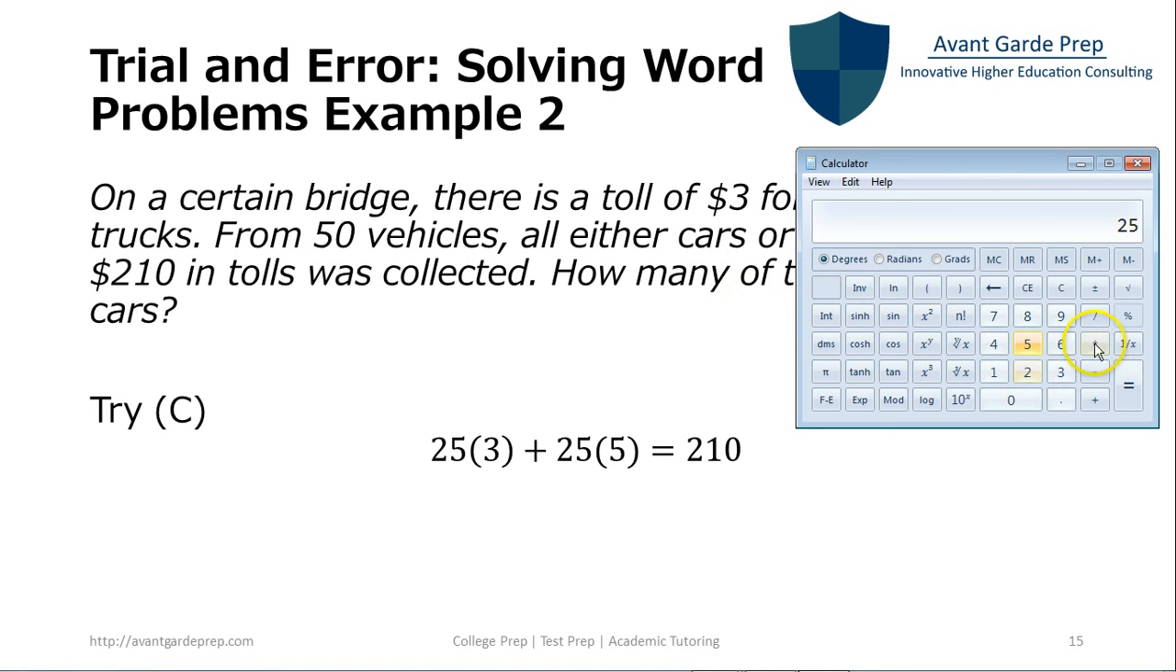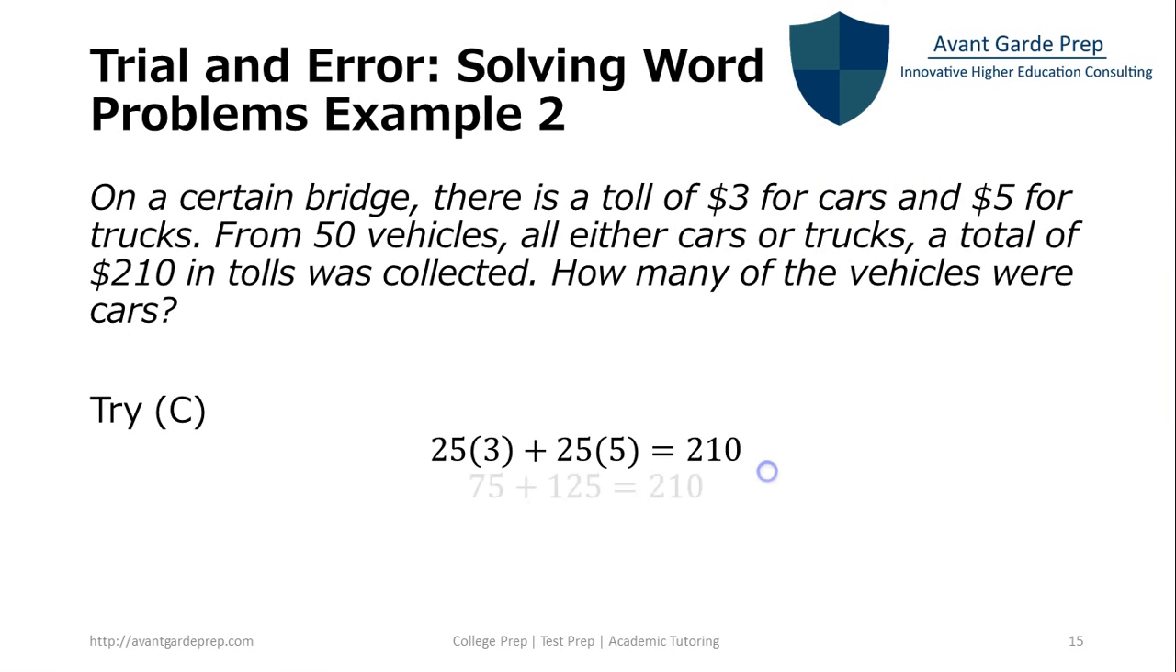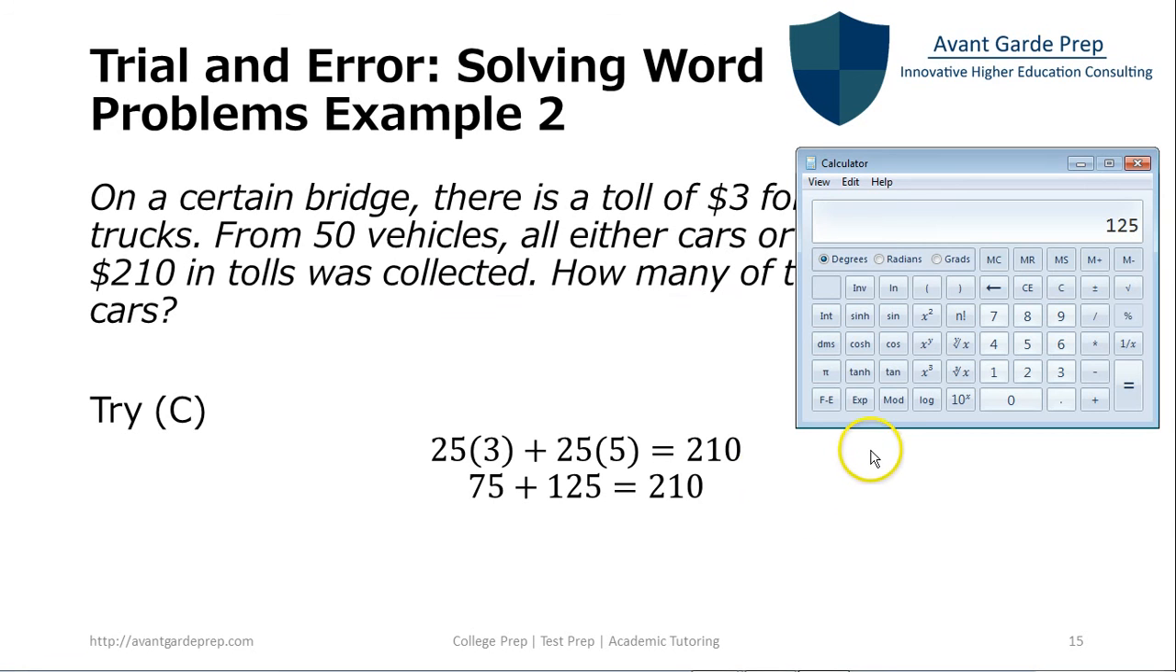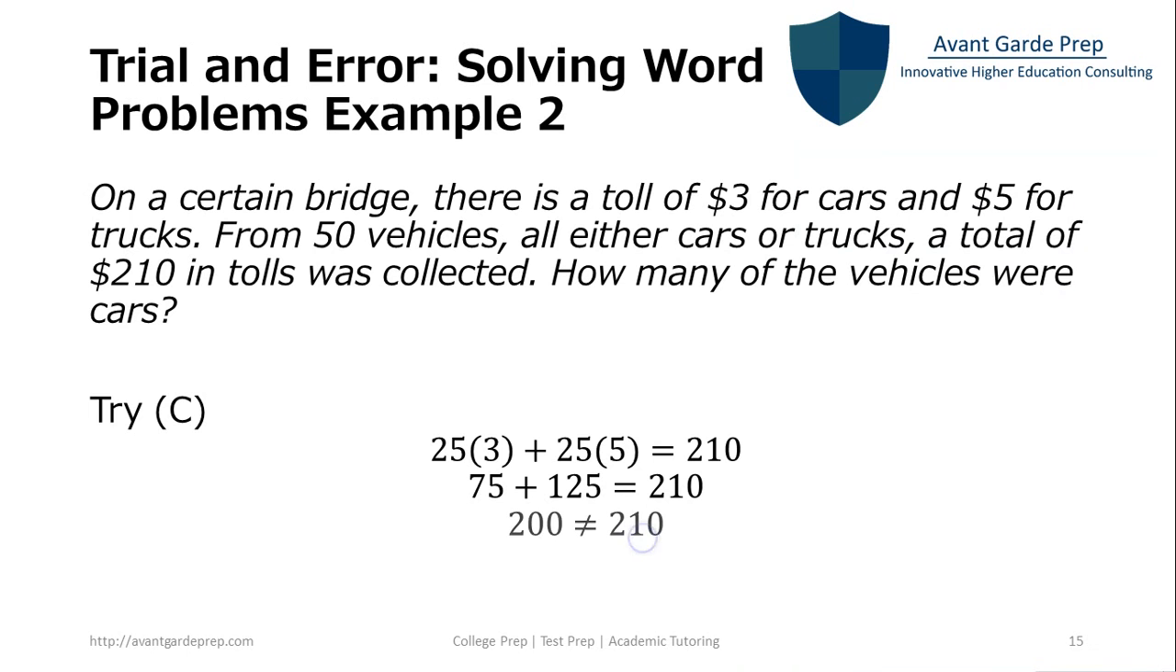So we'll get out our calculator and see if this is correct. We have 25 times 3, and that equals 75, and then plus 25 times 5, which equals 125. So you can see that here, 75 plus 125 equals 210. So we'll add 75 and 125, and we'll get 200. And what do you know? 200 is not equal to 210. Here, if we increase the number of cars, that will actually decrease the total value of this problem. In this case, we'll need to have less cars and more trucks to increase the overall answer.